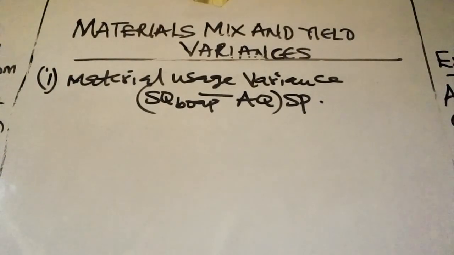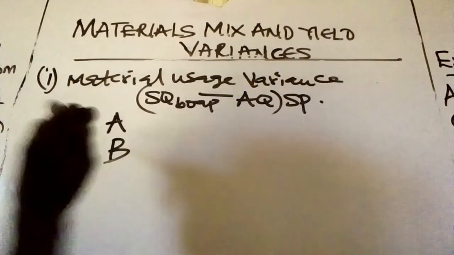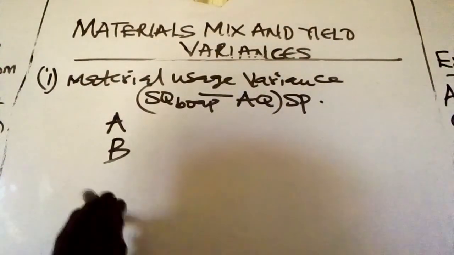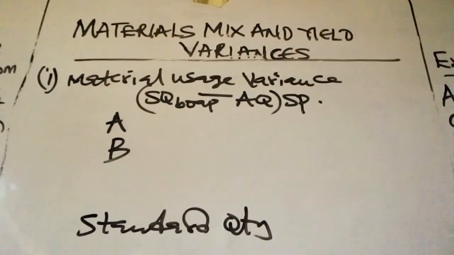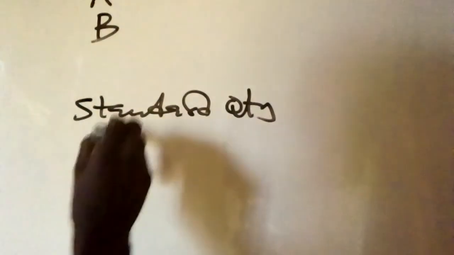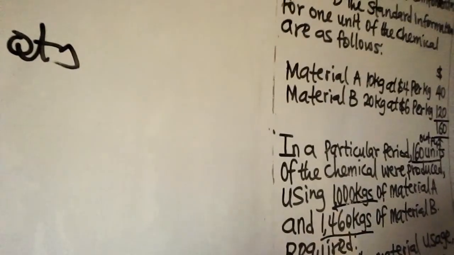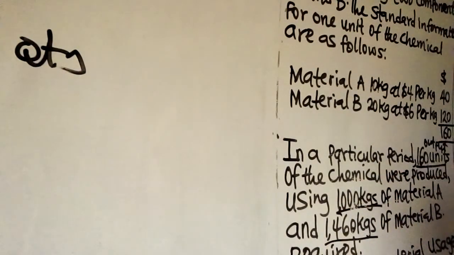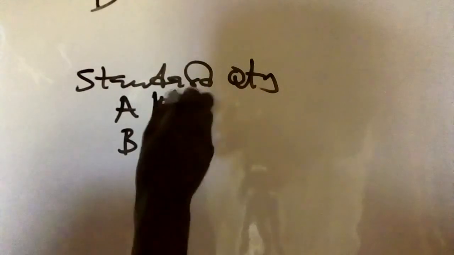concepts. So now, what is our standard quantity? Remember, two materials were used. We have material A and material B. So now, what is the standard quantity of material A and that of material B? If you go through the information, the standard quantity of material A is 10 kg and the standard quantity of material B is 20 kg.